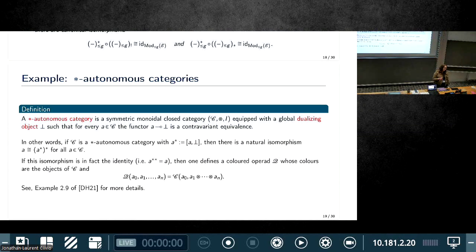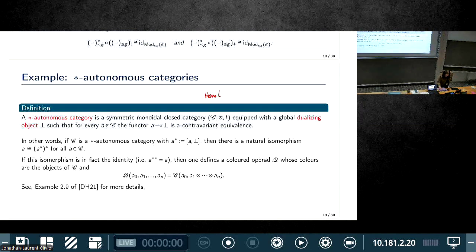I don't know where the name comes from, but it's such a name. So this is a symmetric monoidal closed category, which has some global dualizing object. An example would be vector spaces, or finite dimensional vector spaces, and the global dualizing object would be the field, because Hom(V, K) is V dual. So it's like a global dualizing object.